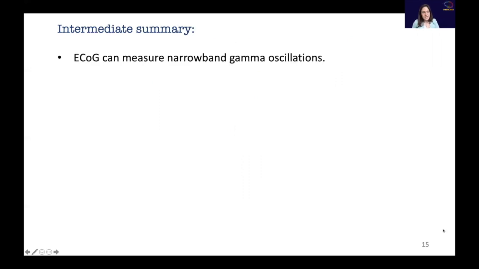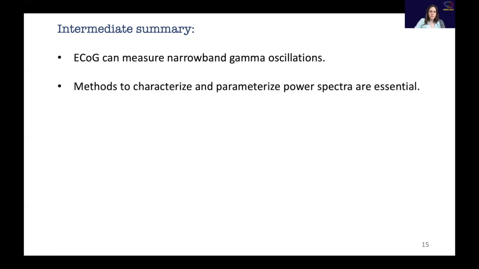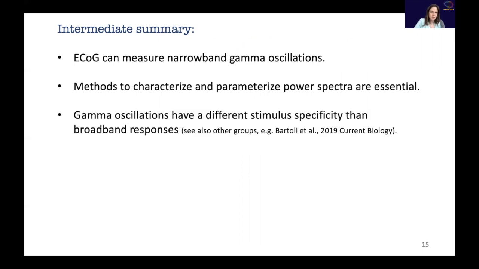So we've seen that ECoG can measure narrowband gamma oscillations. And we've developed methods to characterize and parameterize the power spectra. And these are essential to be able to distinguish narrowband from broadband changes. And gamma oscillations have different stimulus specificity than broadband responses. And we're not the only group showing this. There have been several other groups that have reproduced and extended these findings in several different ways.